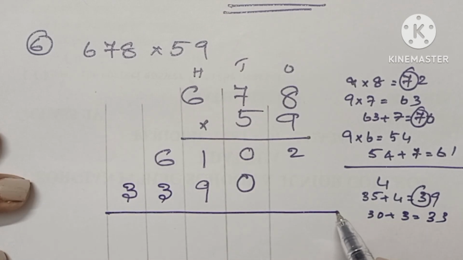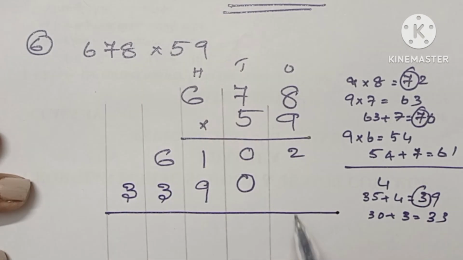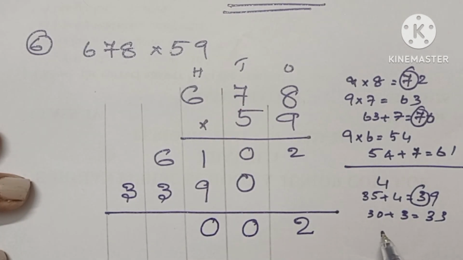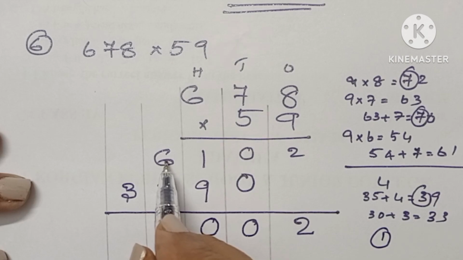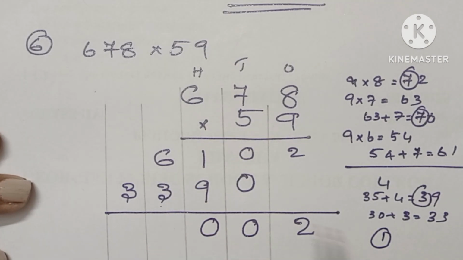Now we are adding all the numbers. In the ones place, 2, 0 plus 0, 0. 9 plus 1, 10. 1 is the carryover. 6 plus 3, 9. 9 plus 1, 10. Again 1 is carryover. 4 plus 3 plus 1, 4.